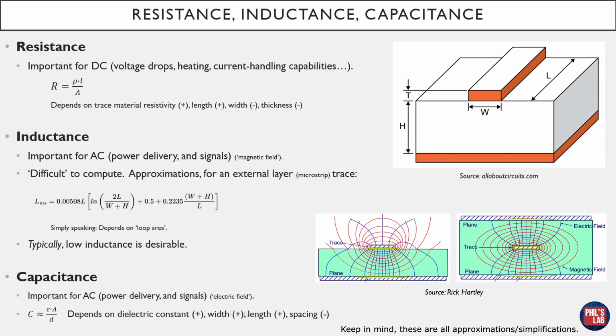Capacitance has to do with electric field, and thinking back to school physics again, the capacitance, for example, for a parallel plate capacitor, is approximately equal to the permittivity times the surface area divided by the distance between our two plates. Increasing the magnitude of the dielectric constant increases the capacitance, increasing the width of our trace increases the capacitance, increasing the length increases the capacitance, but actually decreasing the spacing, so reducing H, for example, increases the capacitance. And this decreased spacing is actually very helpful for closely spaced power and ground planes for power delivery, which gives us high capacitance and low inductance.